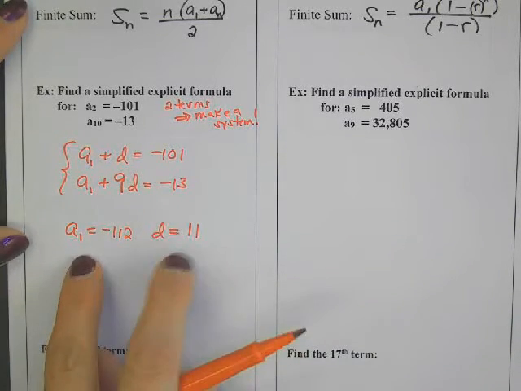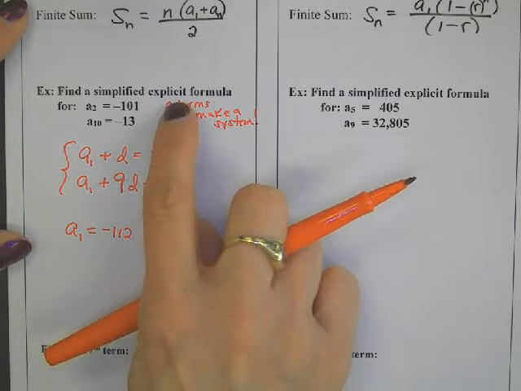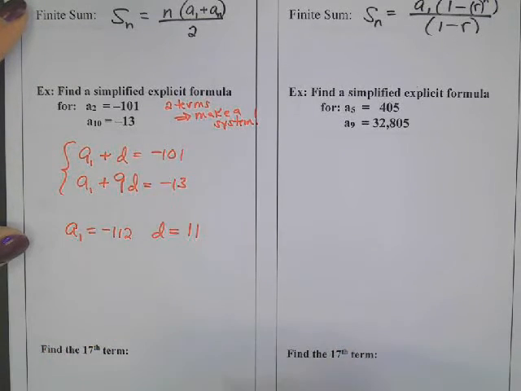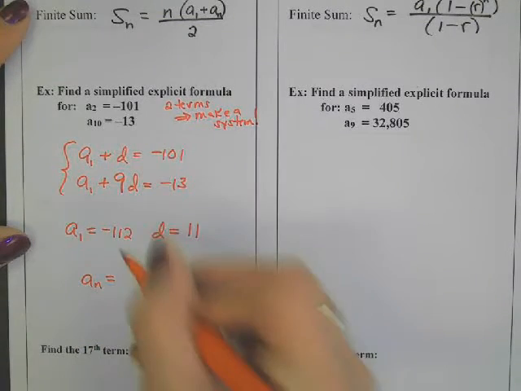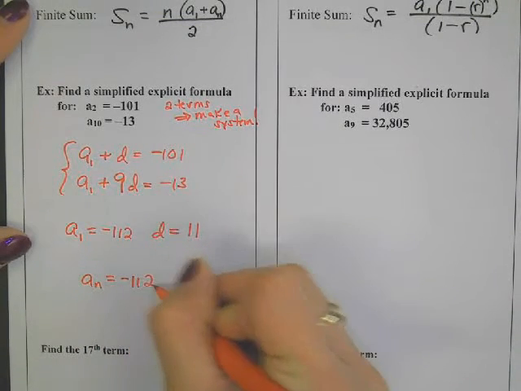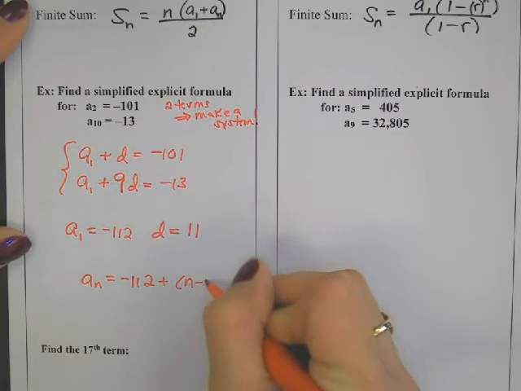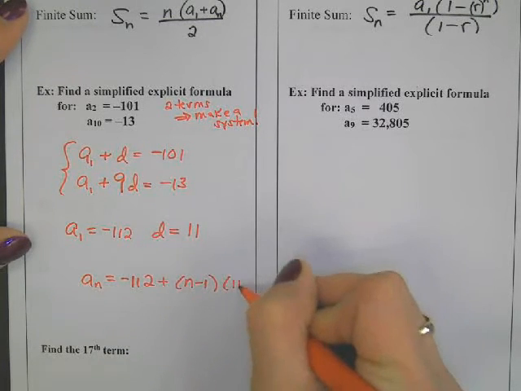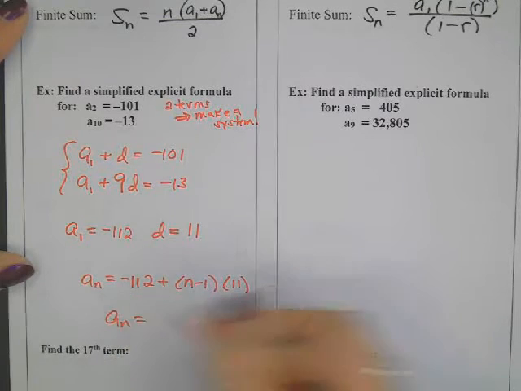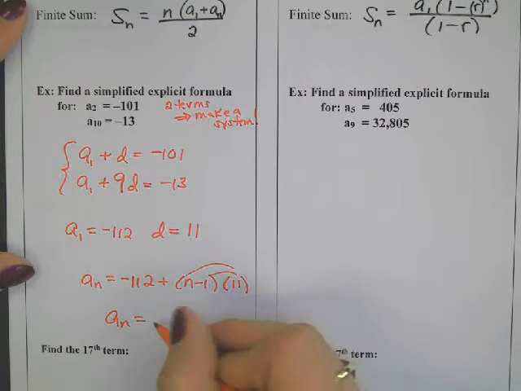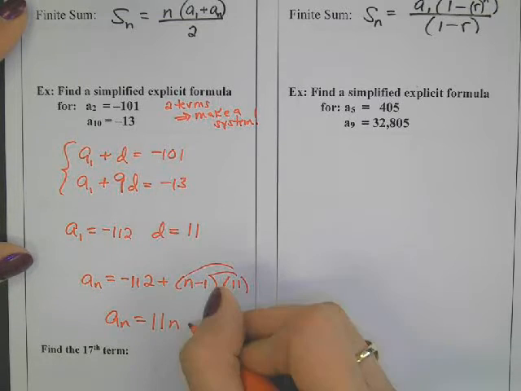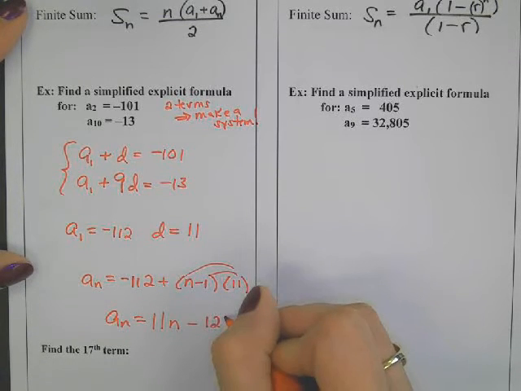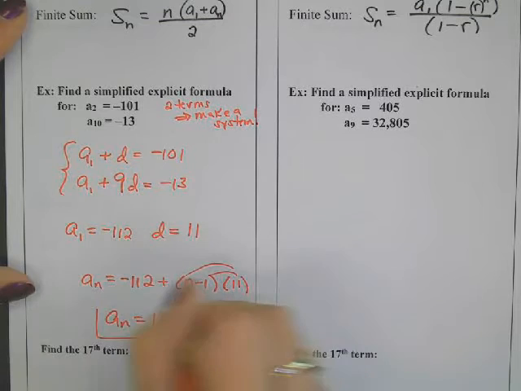Okay, now you need to know those two things to write an explicit formula. So for this example, a sub n equals, you always write down a sub 1, negative 112, plus n minus 1, and d is 11. Let's go ahead and simplify that. Distribute. 11n minus 11 minus 112 is 11n minus 123.